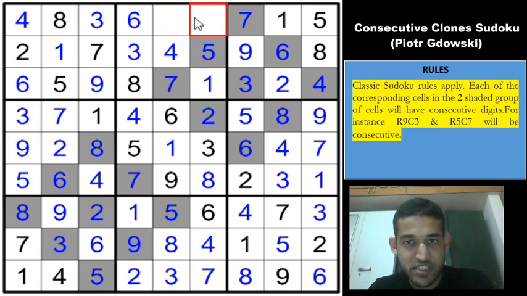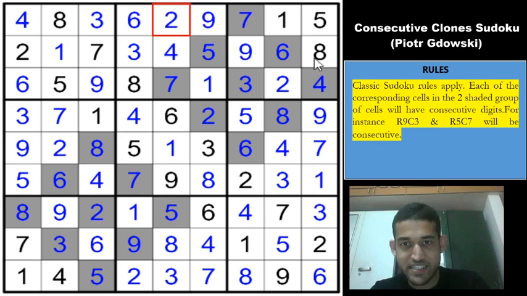And remaining 2 digits are 2 and 9. You have a 9 here. So this will be 9 and this will be 2. And with that we have completed this challenging consecutive clone Sudoku.